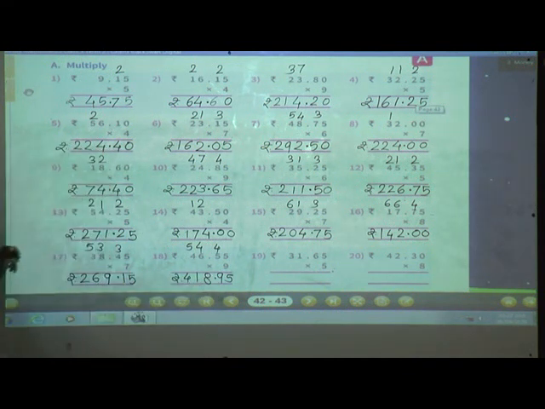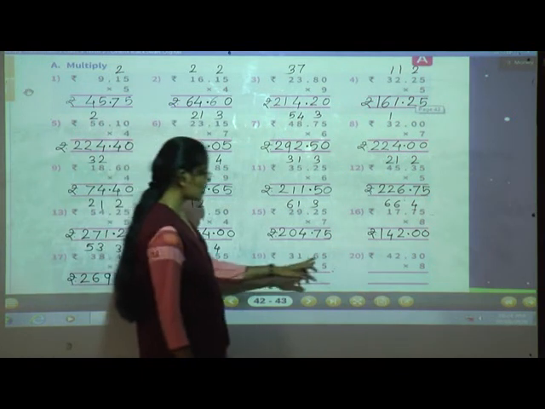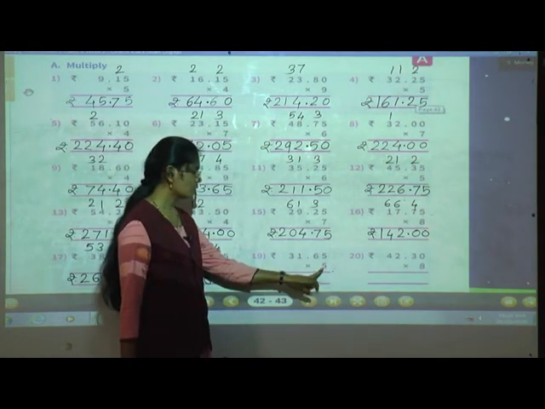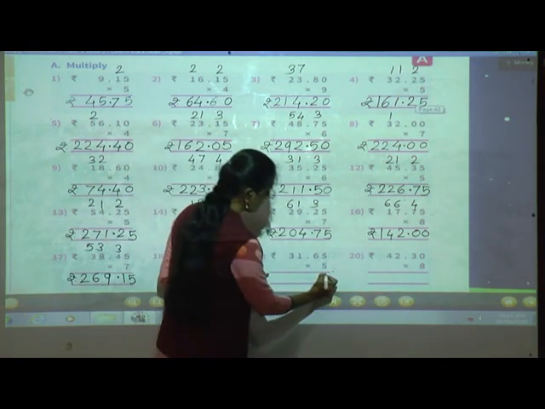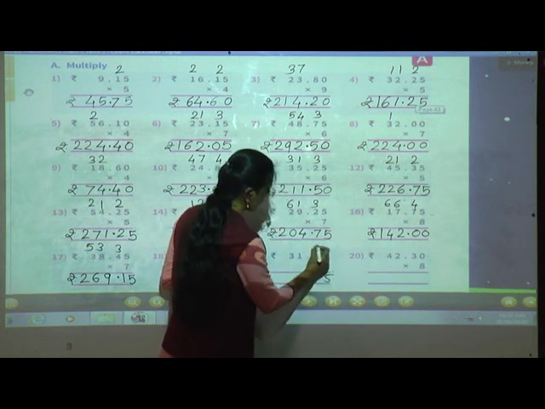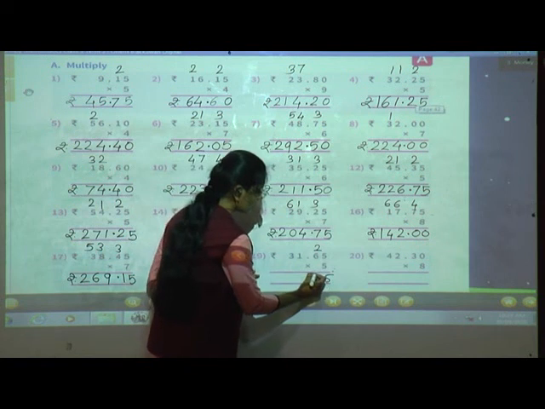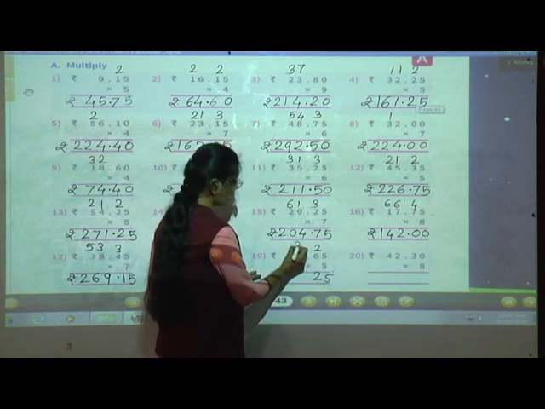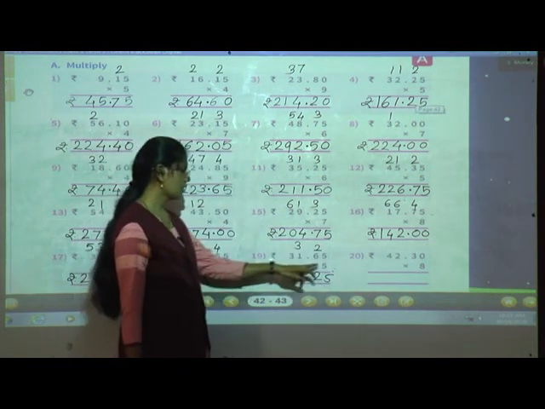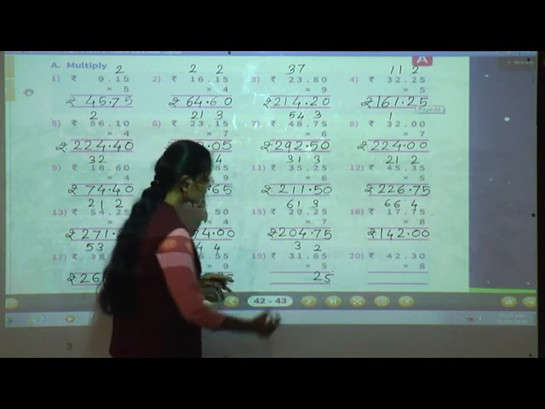So what is the answer? Rupees 418.95. What is the answer? 418.95. Okay. Now next example, rupees 31.65 into 5. Do the multiplication. 5 5s are 25. So here we'll write 5 and 2 as a carry. Then 5 6s are 30 plus 2, 32. So write here 2 and give 3 as a carry. Then 5 1s are 5 plus 3, 8.